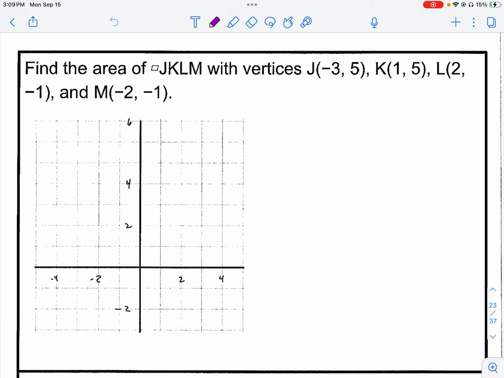All right, so let's find the area of parallelogram JKLM with these vertices. So let's first plot the points. So -3, there's J, K is 1, and then 5.